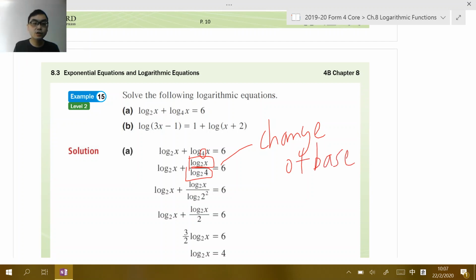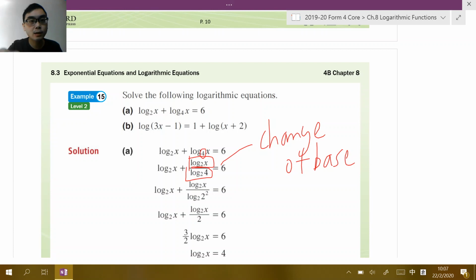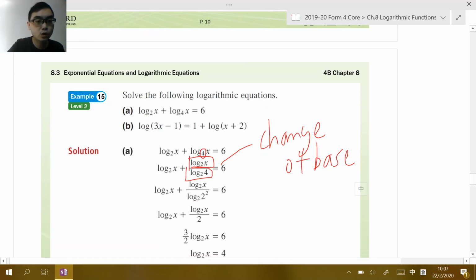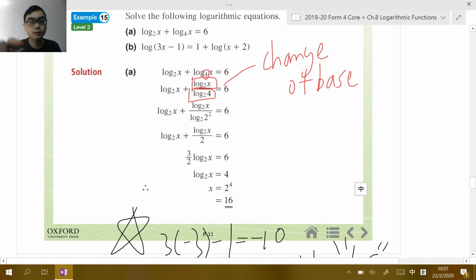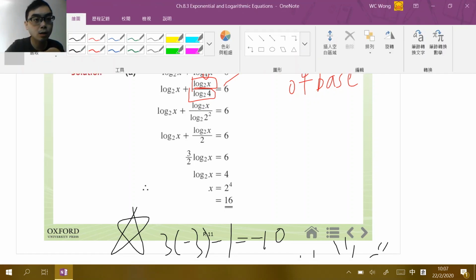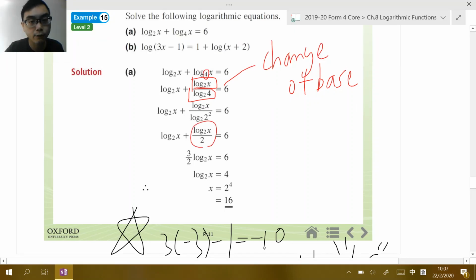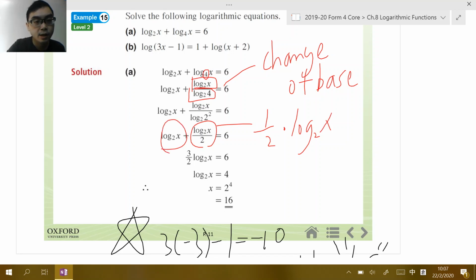After we've changed the base, you can see the denominator log 4 will become a number, and this number should be treated as a multiple. For example, now you have the 2 here, so this one, log 2 x over 2, is 1 over 2 multiplied with log 2 x. And this one, once again, is 1 times log 2 x.